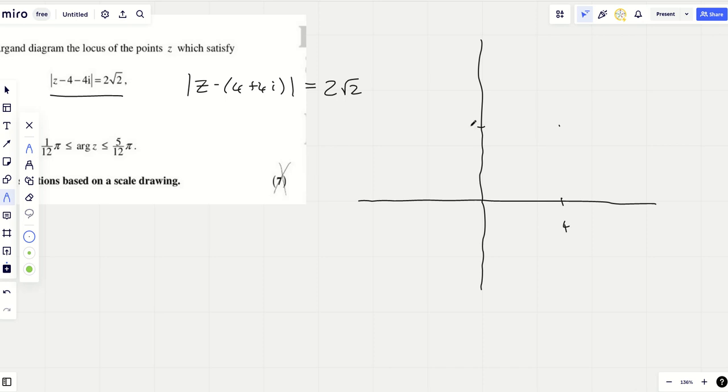That's there. Let's say this is 4 here. This is obviously the imaginary axis. This is the real axis. Okay, and we've basically got a circle coming round like that.